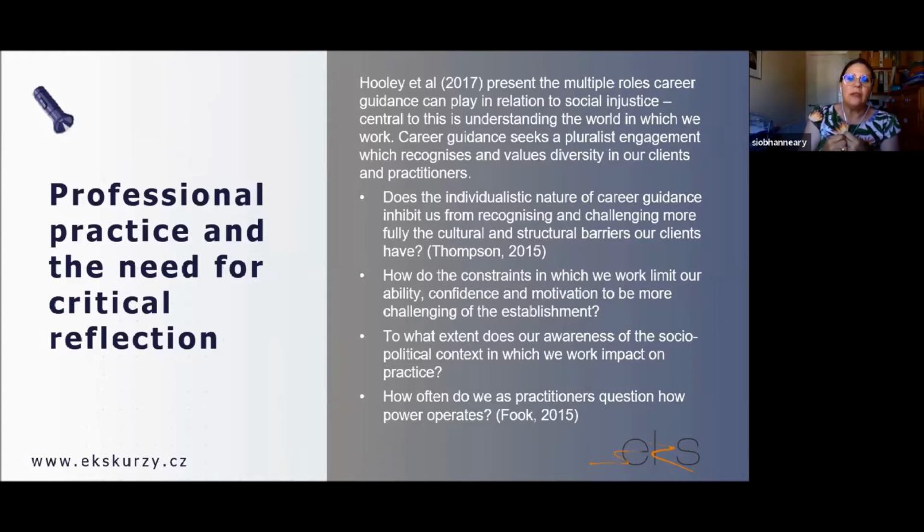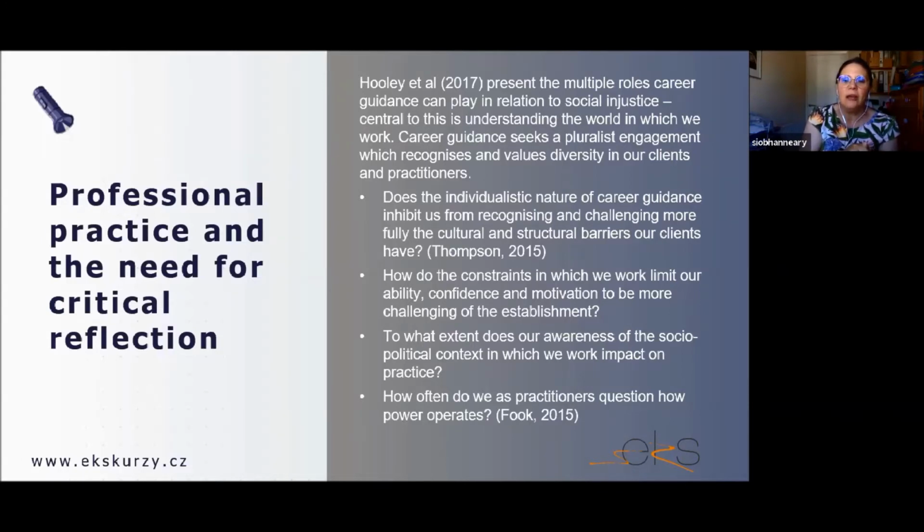So I do think there is an interesting debate to have, and we're having it here, about the individualistic nature of career guidance, and that Western approach may actually be inhibiting how we're dealing with a lot of the clients that we might have, in terms of being able to fully understand the cultural barriers and the structural barriers they might have.